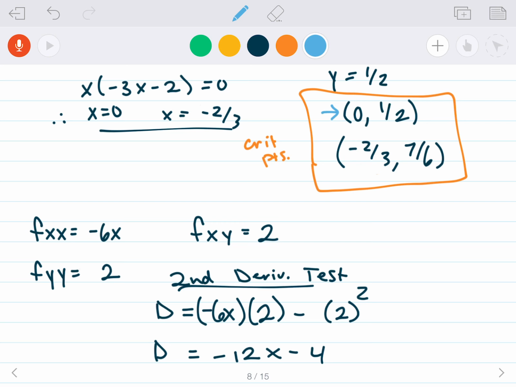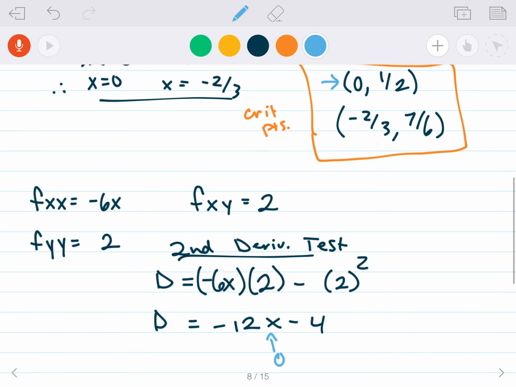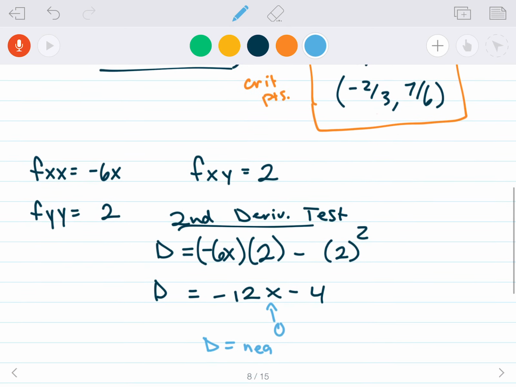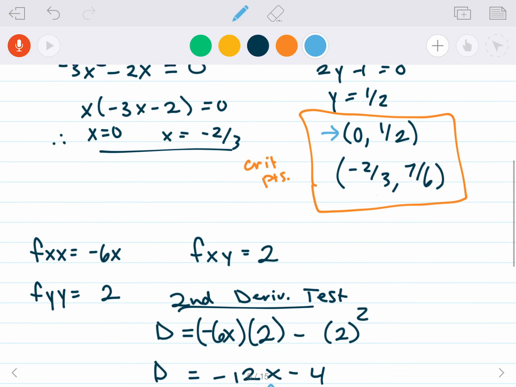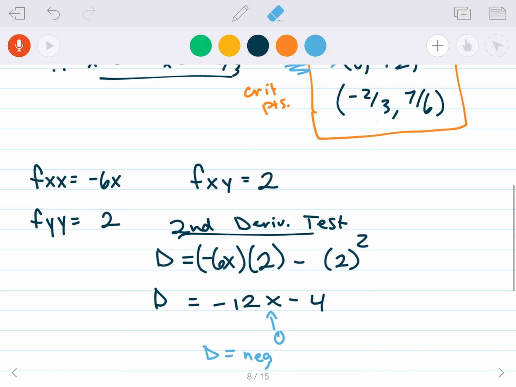Now for this point right here, if I plug in 0 for x, I get D is negative, right? 0 minus 4 is negative 4. And since that's the case, we know that this has to be a saddle point, by what we did last lecture. On the other hand, if I were to plug in negative 2/3 for x, I would get D equal to positive 24 over 3, which is 8, minus 4, so this is positive.